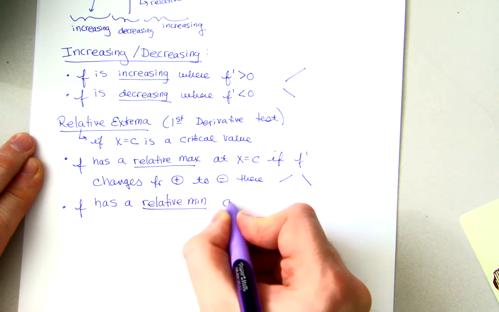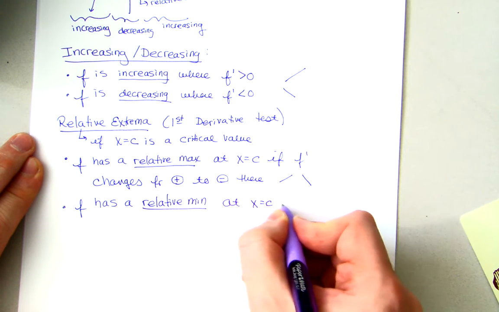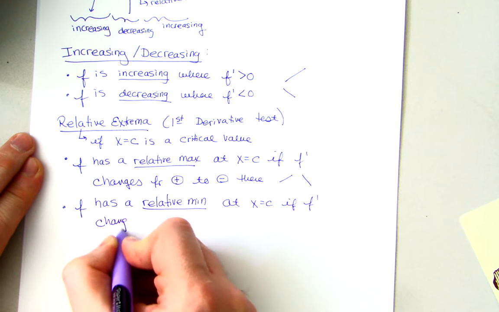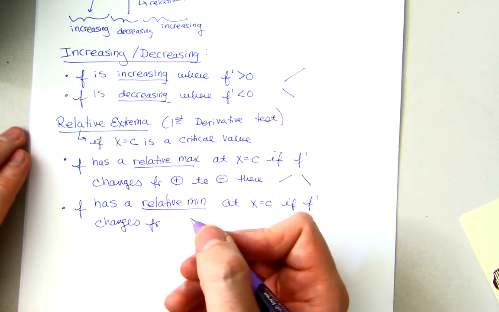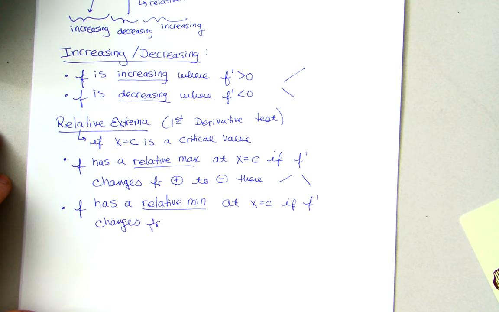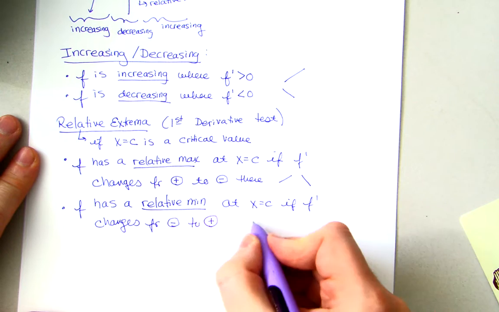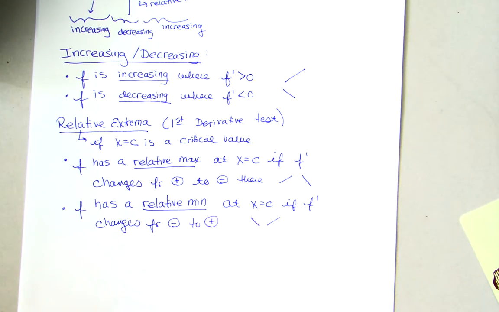Similarly, I'm going to have a relative minimum somewhere at x equals c if f prime changes. Look at your graph and tell me how f prime's changing at the minimum. Negative to positive. And if I draw out a little negative slope and a little positive slope, I'm saying, yeah, there's a minimum there.